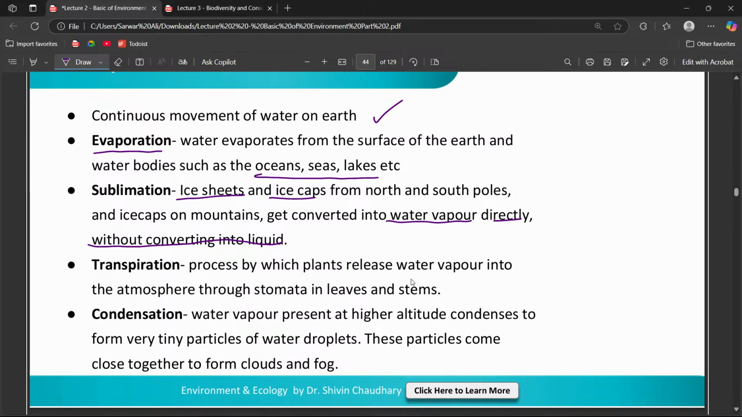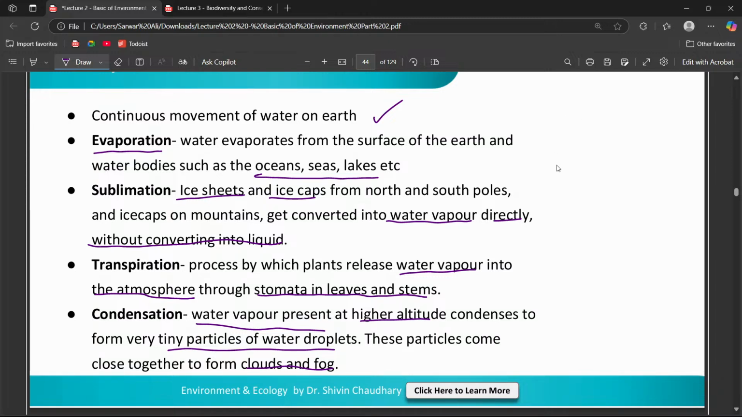Transpiration is the process by which water vapor is released into the atmosphere by plants through their stomata. Condensation is when water vapor present at a higher altitude condenses to form water droplets. These form fog. So let's just write the changes that are occurring.